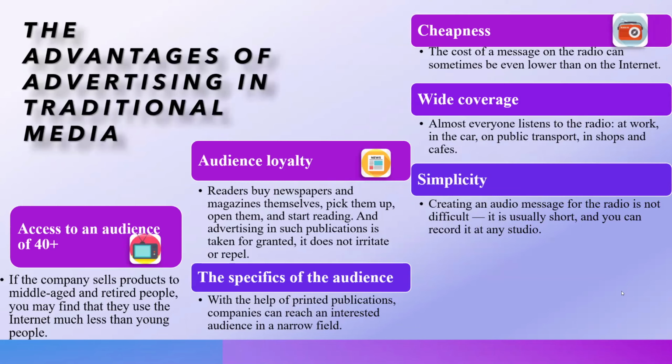Of course, traditional analogs also have a lot of advantages. For example, TV is more popular among middle aged and retired people than the internet. That's why they can be reached with an advertising message watching TV. As for newspapers, they have audience loyalty and help companies reach an interested audience in a narrow field. For example, gardeners. The main advantage of the radio is the cost that can be lower than on the internet.